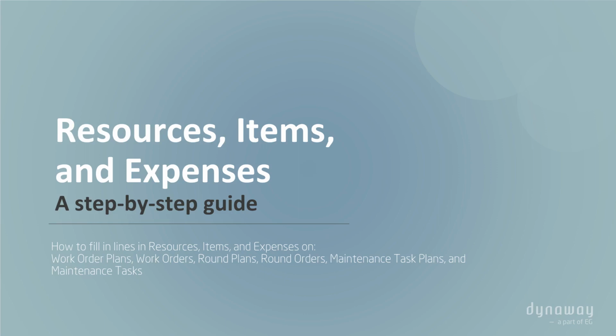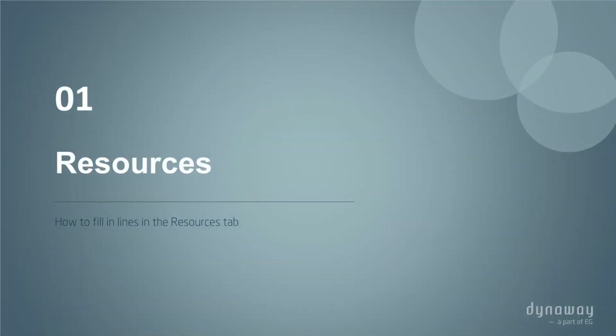This is a Dynaway step-by-step guide on how to fill in lines in resources, items, and expenses on work order plans, work orders, round plans, round orders, maintenance task plans, and maintenance tasks. How to fill in lines in the Resources tab.